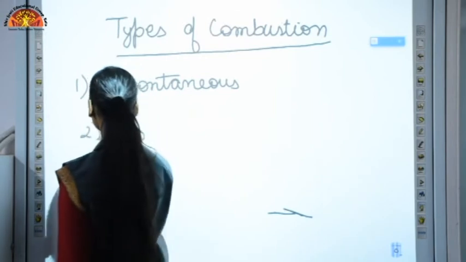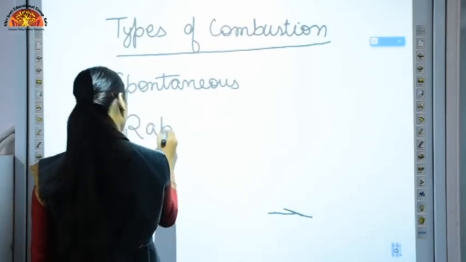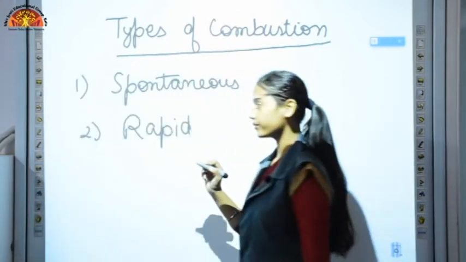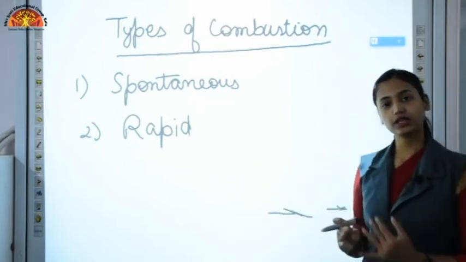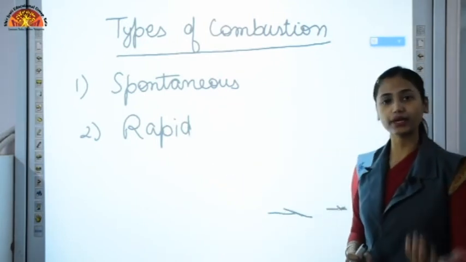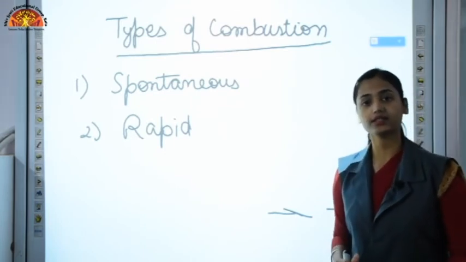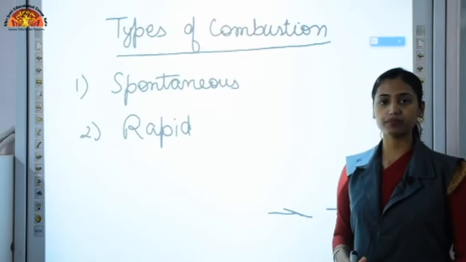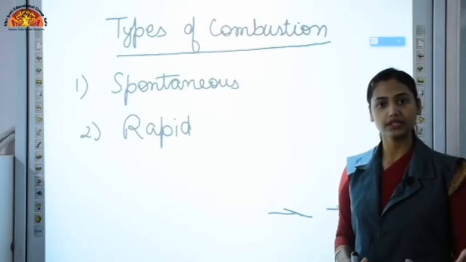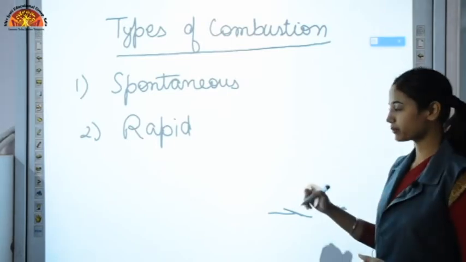Then second is rapid combustion. Rapid means fast. So the combustion which happens very quickly is known as rapid combustion, in which a large amount of heat and light is produced. Example, when we burn petrol or diesel, combustion of petrol, diesel is rapid combustion.